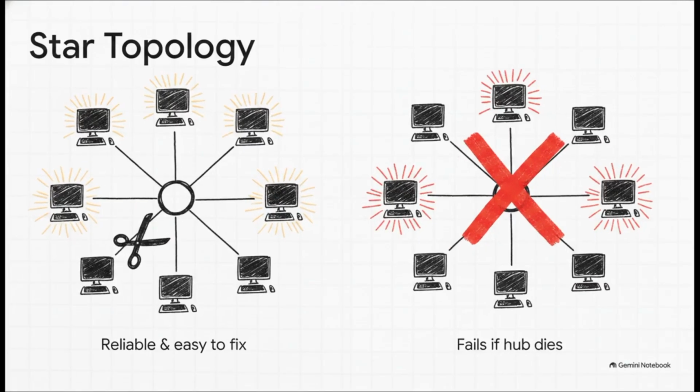What's really brilliant about the star layout is how it isolates problems. If someone accidentally cuts one cable, only that specific device drops offline. The rest of the network doesn't even notice. It's super easy to troubleshoot and expand. The trade-off? Well, you're going to need a lot more cable, and you have to buy that central piece of hardware. Plus, if that central switch dies, the whole network goes down. But honestly, despite that single point of failure at the center, the fault isolation makes this the absolute dominant choice for home and office networks today.